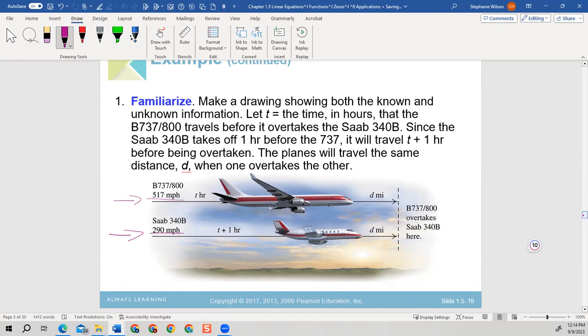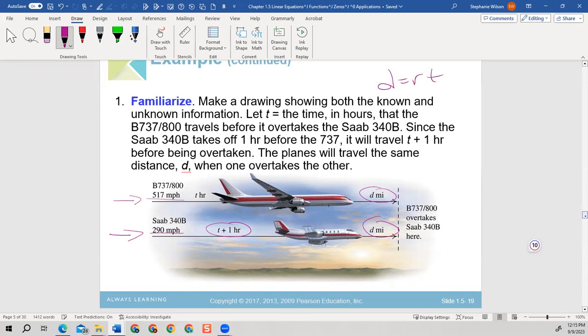So it said that the SAA-B took off an hour ahead, so we're going to add 1 hour to it, right? And then D is going to equal my distance in miles. So we have two equations, right? So what I have here, let's just rewrite it. It said D equals R times T.